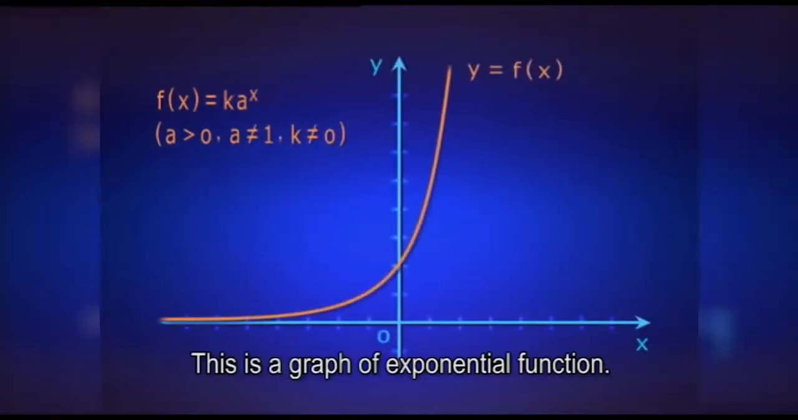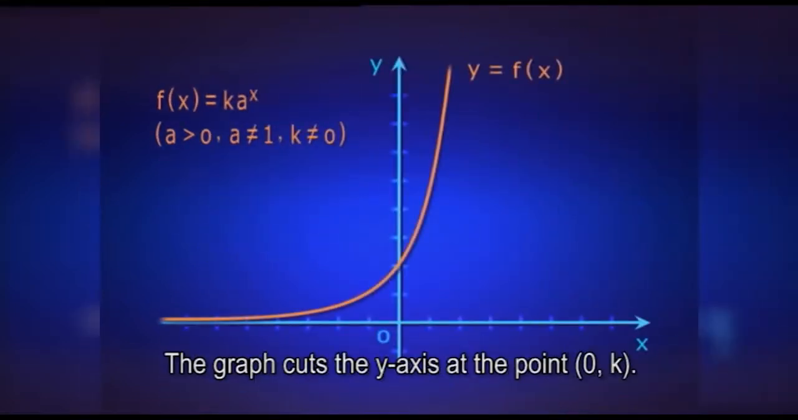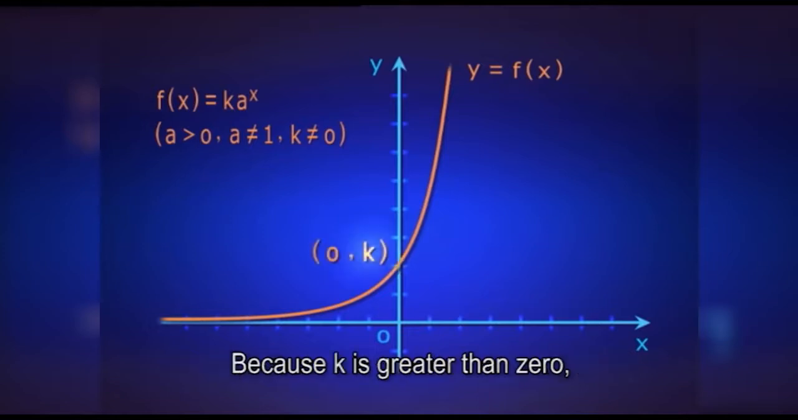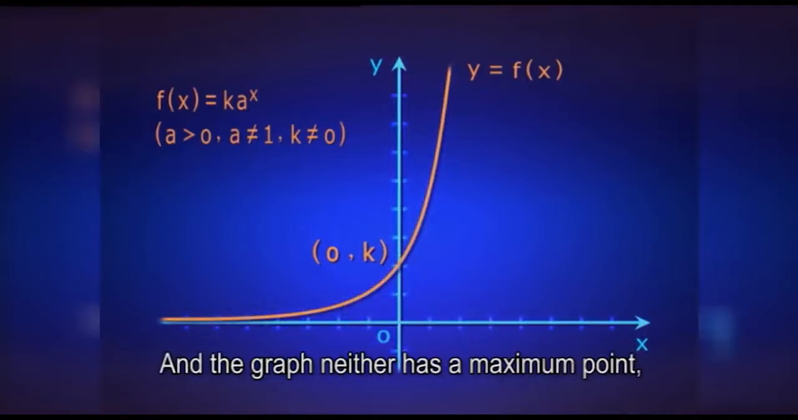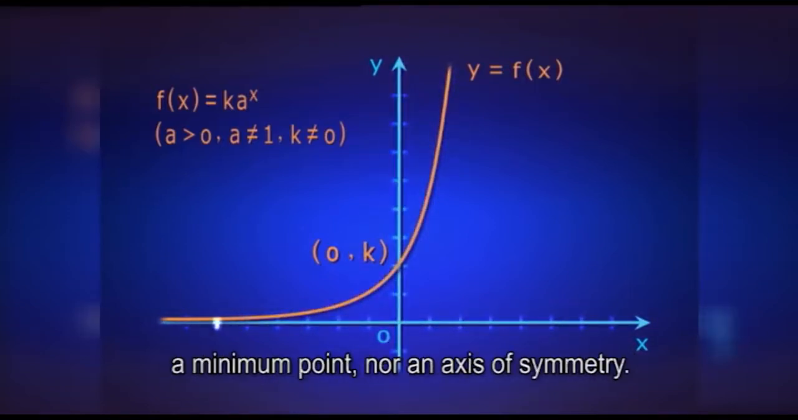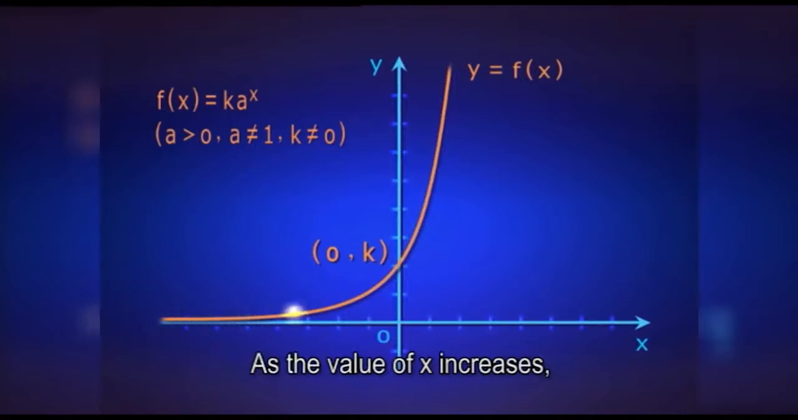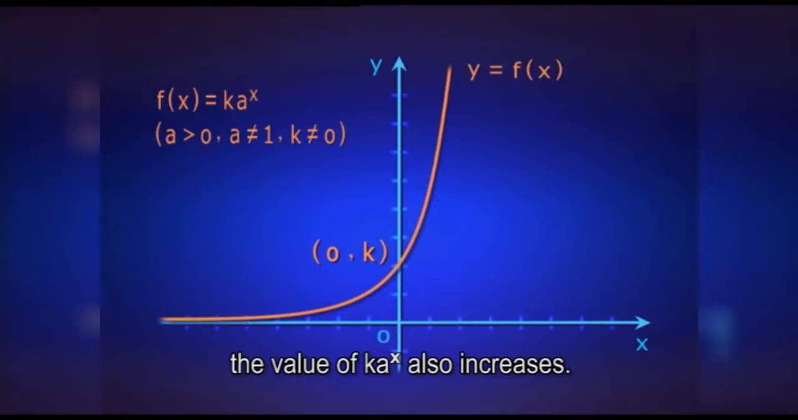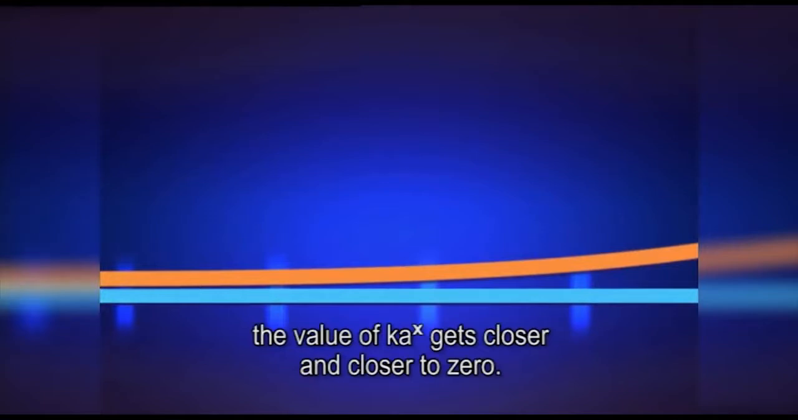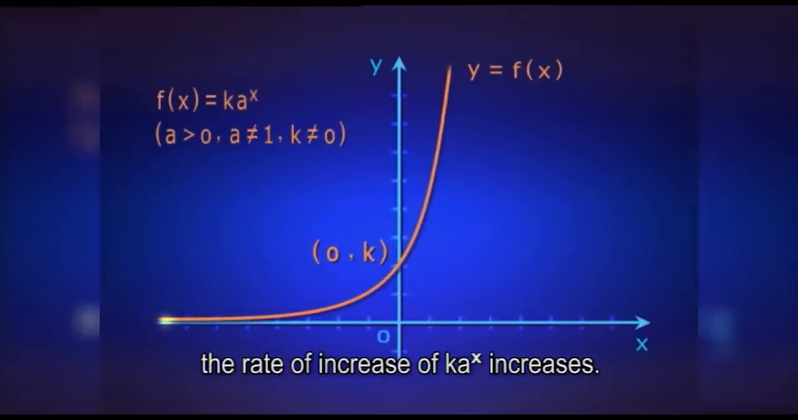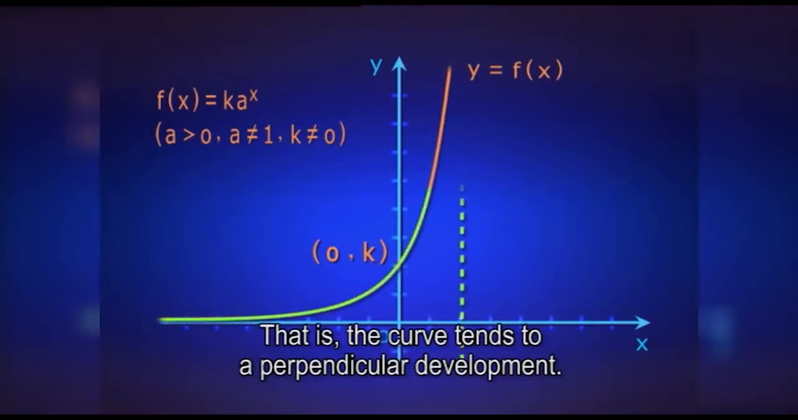This is a graph of an exponential function. The graph cuts the y-axis at the point (0, k). Because k is greater than 0, the graph lies above the x-axis. And the graph neither has a maximum point, a minimum point, nor an axis of symmetry. As the value of x increases, the value of k times a to the power x also increases. As the value of x decreases indefinitely, the value of k times a to the power x gets closer and closer to 0. As the value of x increases, the rate of increase of k times a to the power x increases. That is, the curve tends to a perpendicular development.